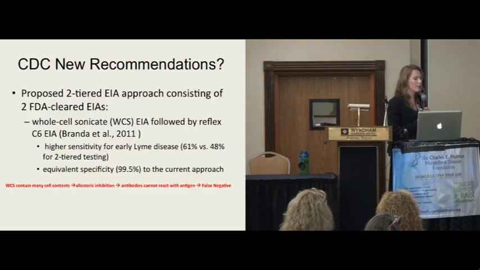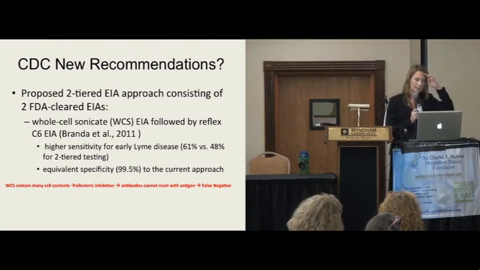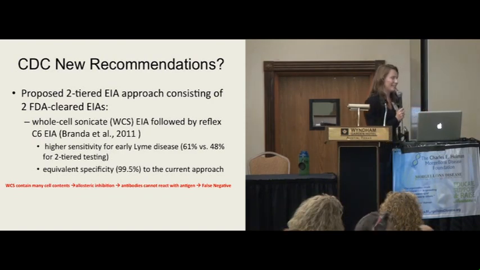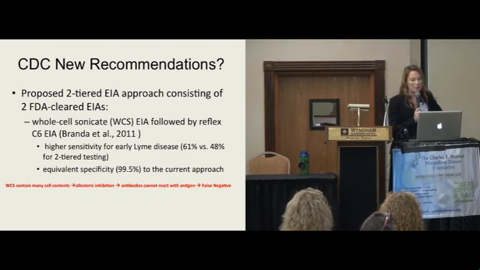So the CDC is now coming out with new recommendations for testing. They're proposing a 2-tiered ELISA or EIA approach with a whole cell sonicated EIA with reflex C6 EIA. We've heard some mention of C6, and I'll talk a little bit about that. They're claiming it has higher sensitivity for early Lyme disease, 61 versus 48. And let's think about HIV testing, which is 99. They're saying it still has the same specificity.